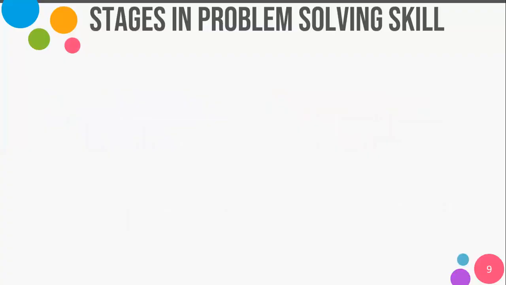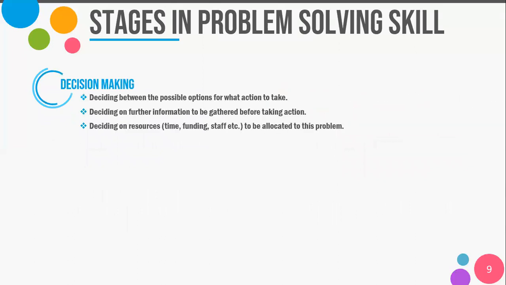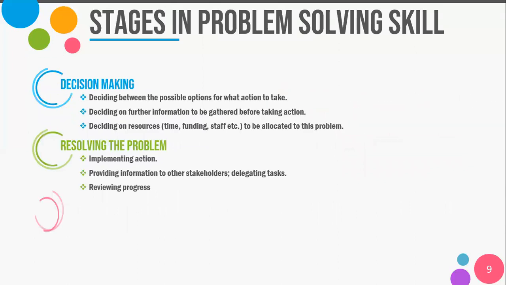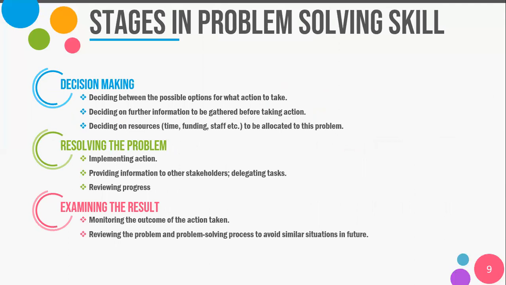Okay, so after that, you have decision making. You want to go to Cebu, you have 3 options. So you have to make a decision on which option you will take. You cannot take all the options. So you have to make the best decision between these 3: express boat, bus, or airplane to go to Cebu. That is your problem. Okay, so deciding between the possible options for what action to take. Deciding on further information to be gathered before taking action.